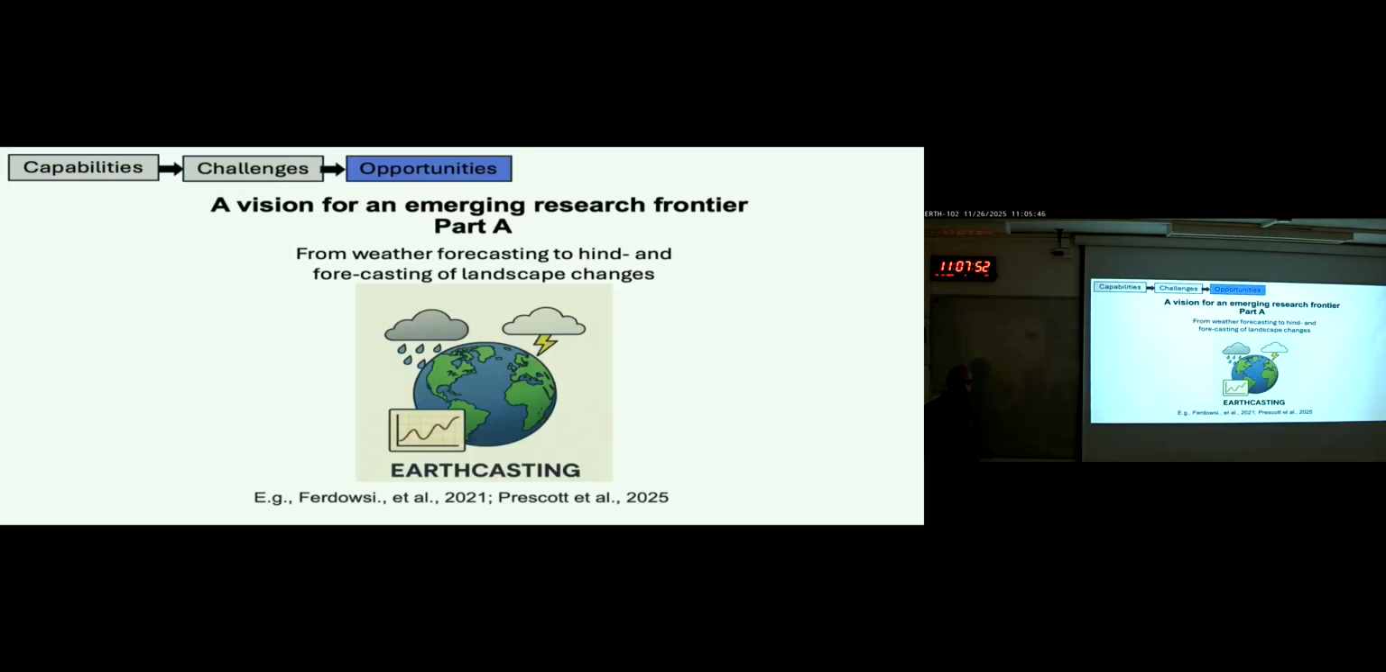With all these great challenges, there are also opportunities. You are all probably aware of the possibility to forecast weather, but did you ever think about the possibility to forecast landscape changes? The community recognizes these opportunities, and this is what the term Earthcasting stands for. But not only for this kind of application, it is probably important for policy making.